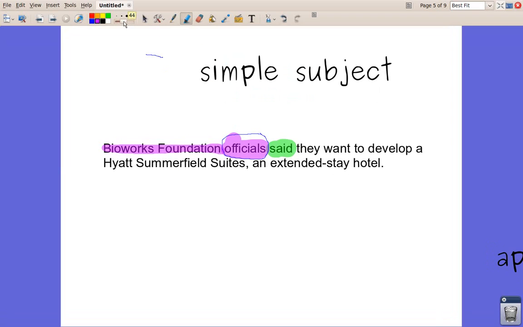Even though this whole purple phrase is our subject, the word officials is our simple subject, just like said is our simple predicate. And even though this whole green part is our predicate, we know that said is our simple predicate.